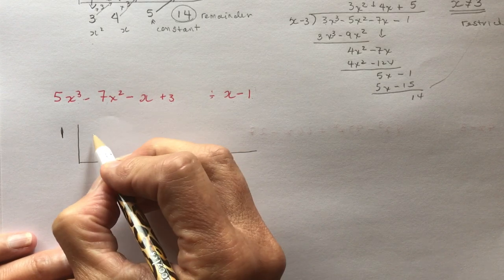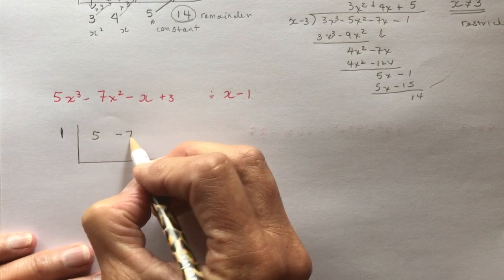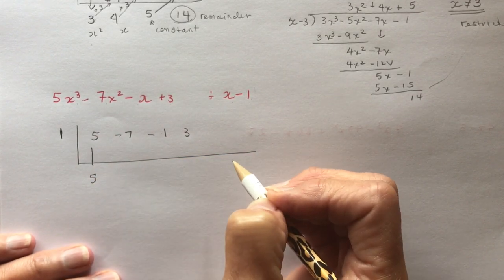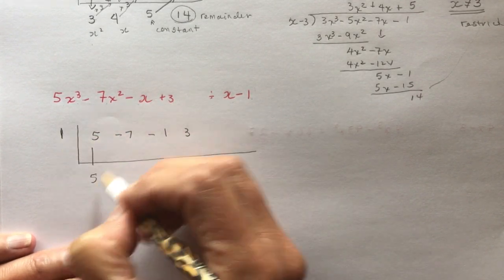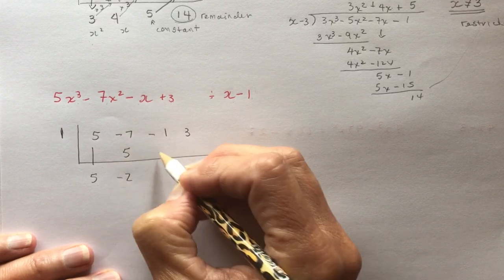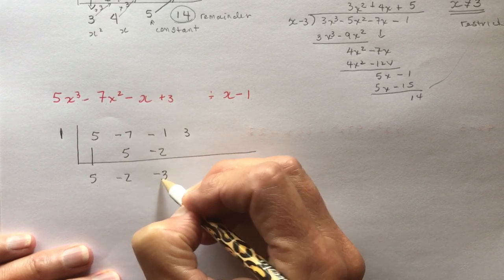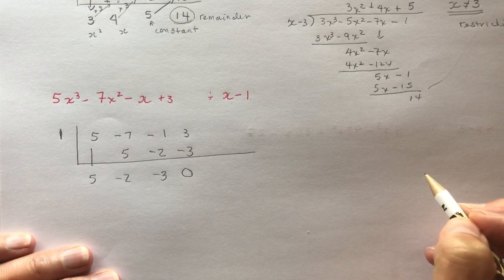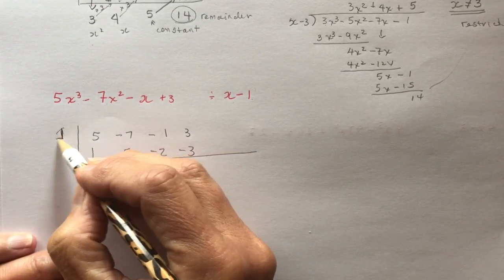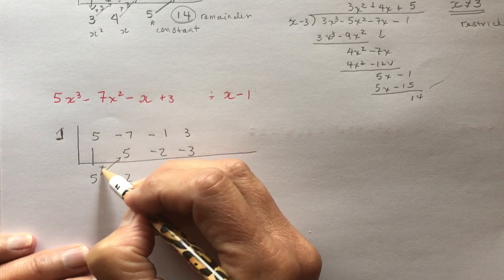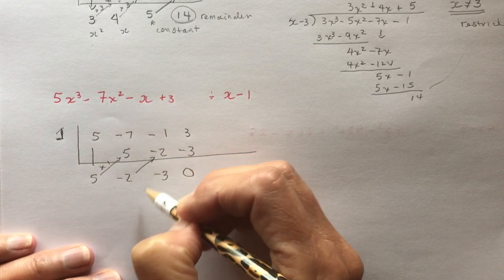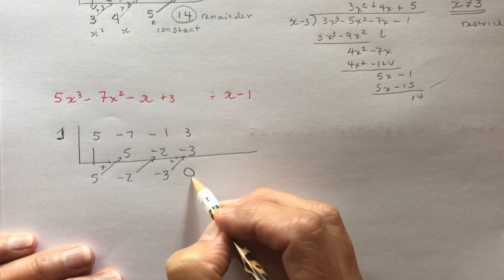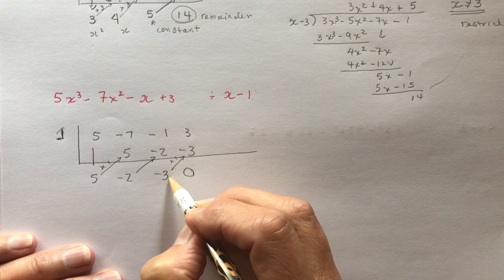Okay, so again, I write out the numbers. So 5, minus 7, minus 1, 3. I bring down the 5. So this is so much faster, right? So I multiply, I get 5, I add them together, minus 2, multiply, minus 2, add them together, minus 3, multiply, add them together, 0. How fast was that, right? Okay, so remember, I'm multiplying by 1 here. So this was times 1, then add, times 1, add, times 1, and add. So remember, this is your remainder, this is your constant.